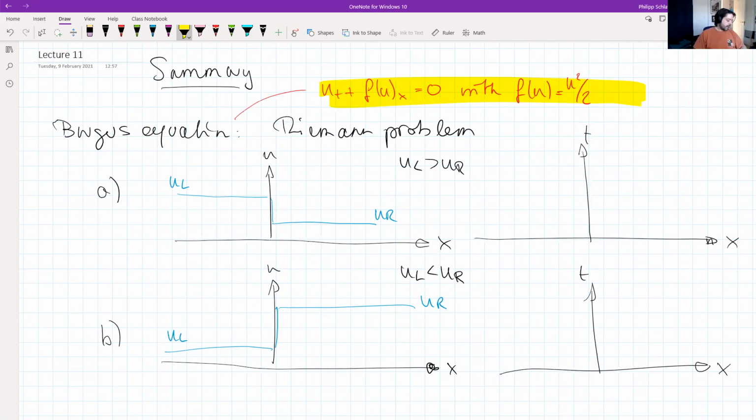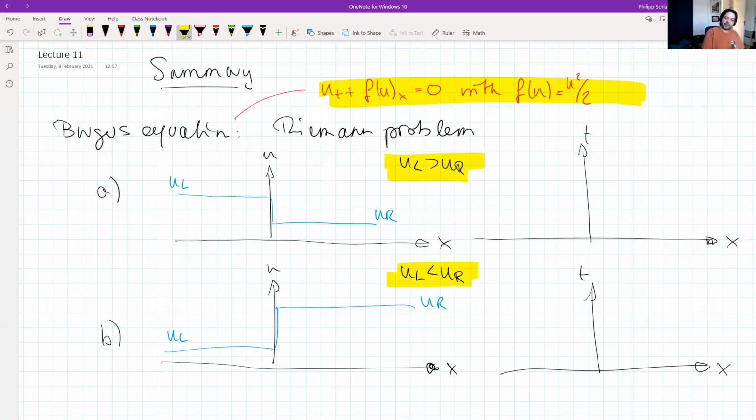And what we have done is we tried to see what the exact solution of the Burger's equation looks like, using some arguments also from thermodynamics. And this is called a so-called Riemann problem. A Riemann problem is a problem where you just look at the solution if you have a step in your initial data. And typically one can then separate two different cases.